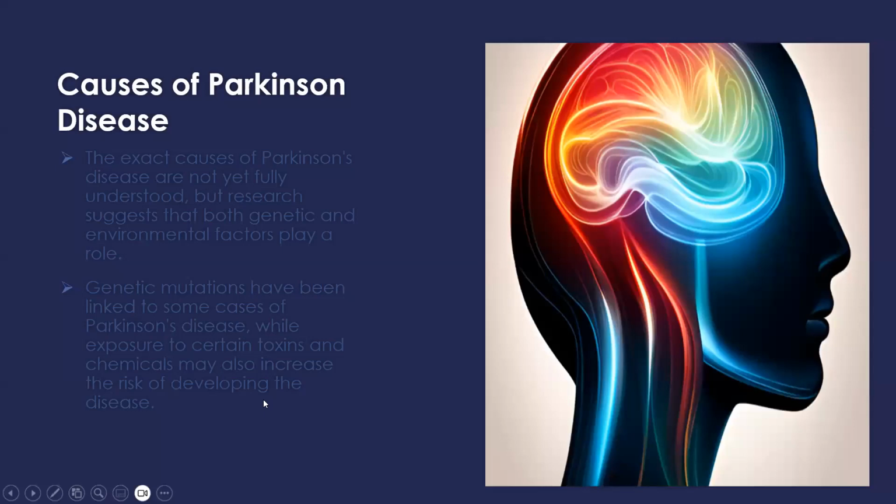Causes of Parkinson's disease. The exact causes of Parkinson's disease are not yet fully understood, but research suggests that both genetic and environmental factors play a role. Genetic mutations have been linked to some cases of Parkinson's disease, while exposure to certain toxins and chemicals may also increase the risk of developing the disease.